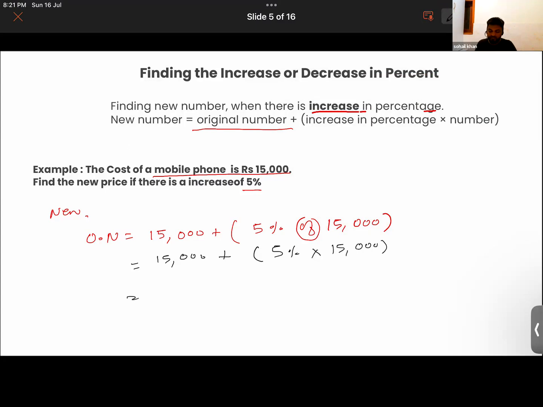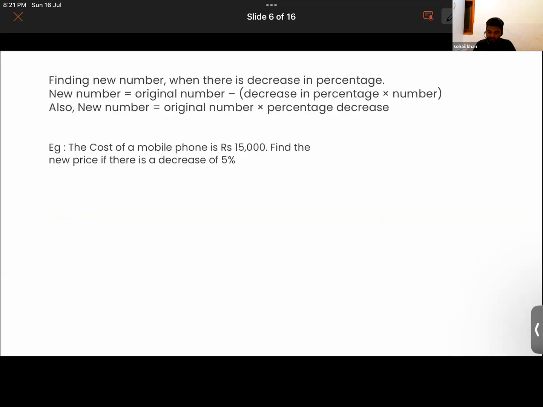Sir, the answer is 15,750. Very good. So it's 5 upon 100 multiplied by 15,000, which is 750, plus 15,000, guys. Good. Ahmed and Arhan, did you get this one? Yes, sir. Good. Now solve one more question.